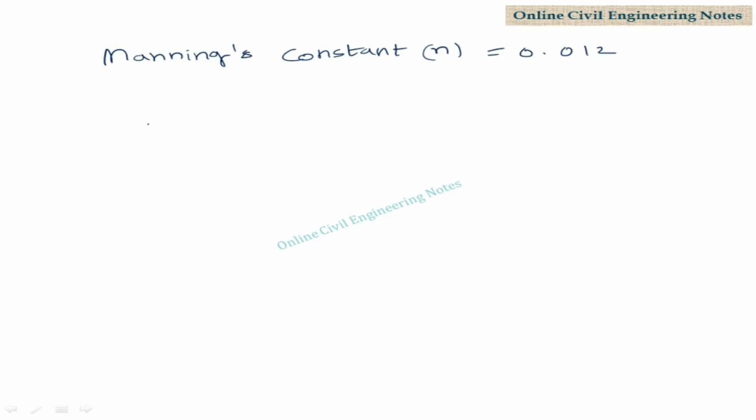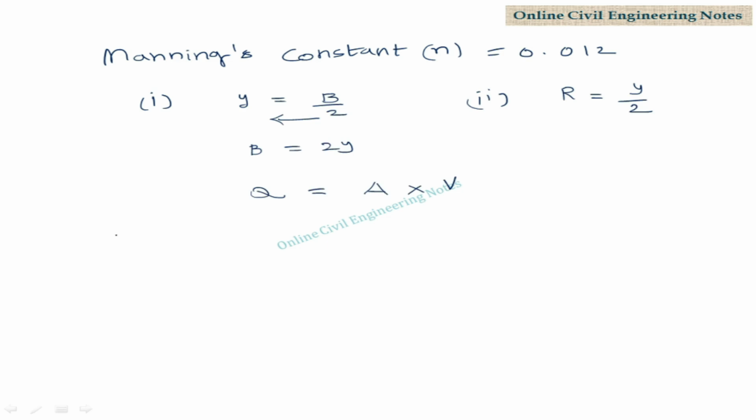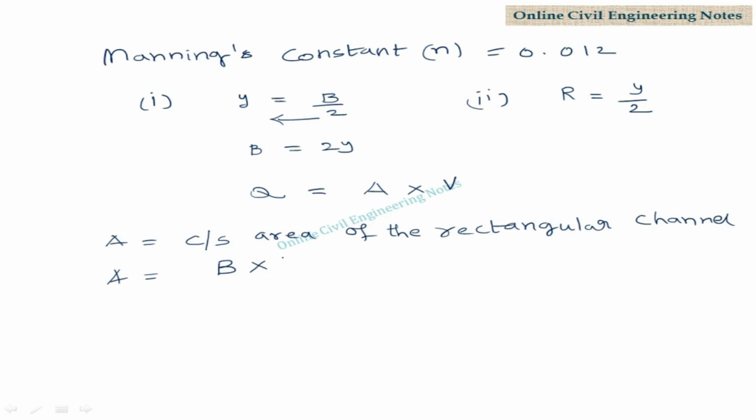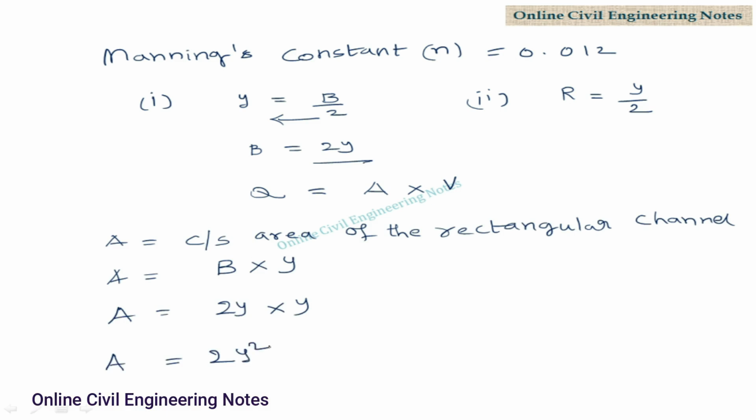0.012. For the most economical rectangular channel section, the applicable conditions are Y is equal to B by 2, and the second one is R is equal to Y by 2. From this, B is equal to 2Y. Write the discharge formula through the rectangular channel section. Q is equal to area into velocity. Here A is the cross-sectional area of the rectangular channel section. A is equal to B into Y. We know B is 2Y into Y. Therefore A is equal to 2 into Y square.